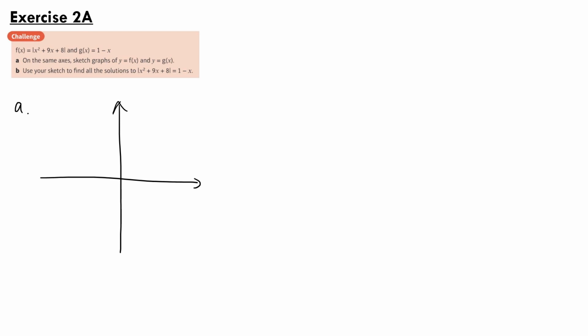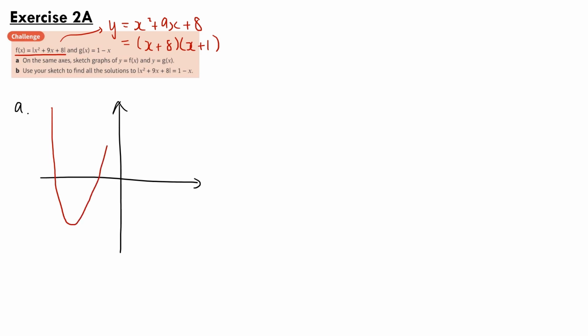So if we're looking at f of x first, then to draw a modulus graph, the first step is to draw the graph without modulus signs. And we can factorize this quadratic here to give us our roots, which are going to be minus 8 and minus 1. And the graph will look something like this because we know it's a positive quadratic. And these points here are going to be minus 8 and minus 1.